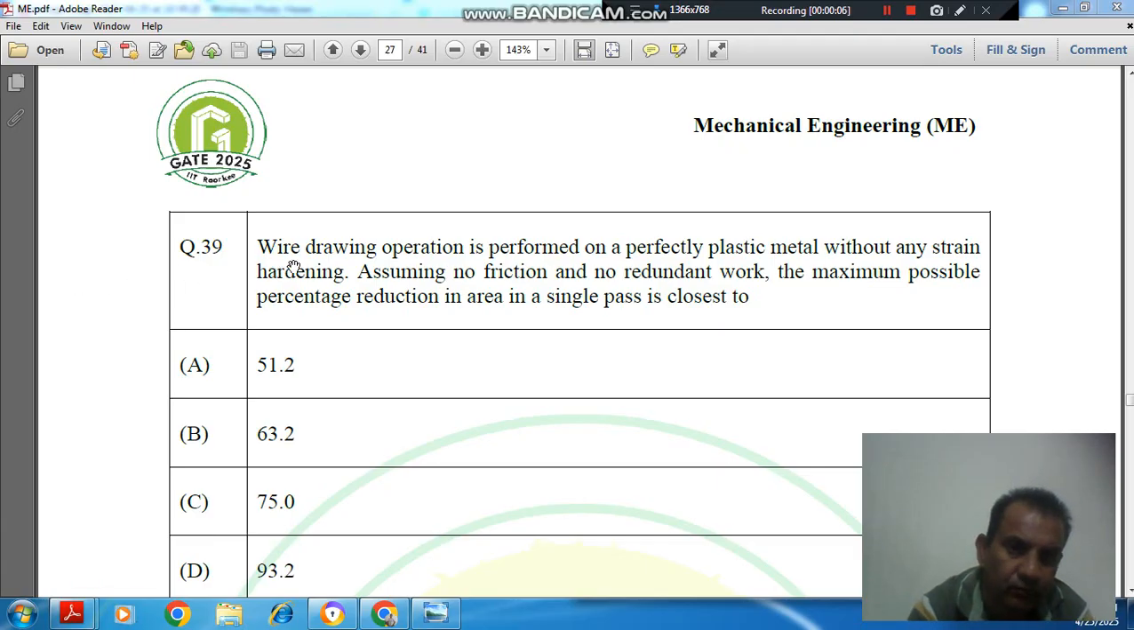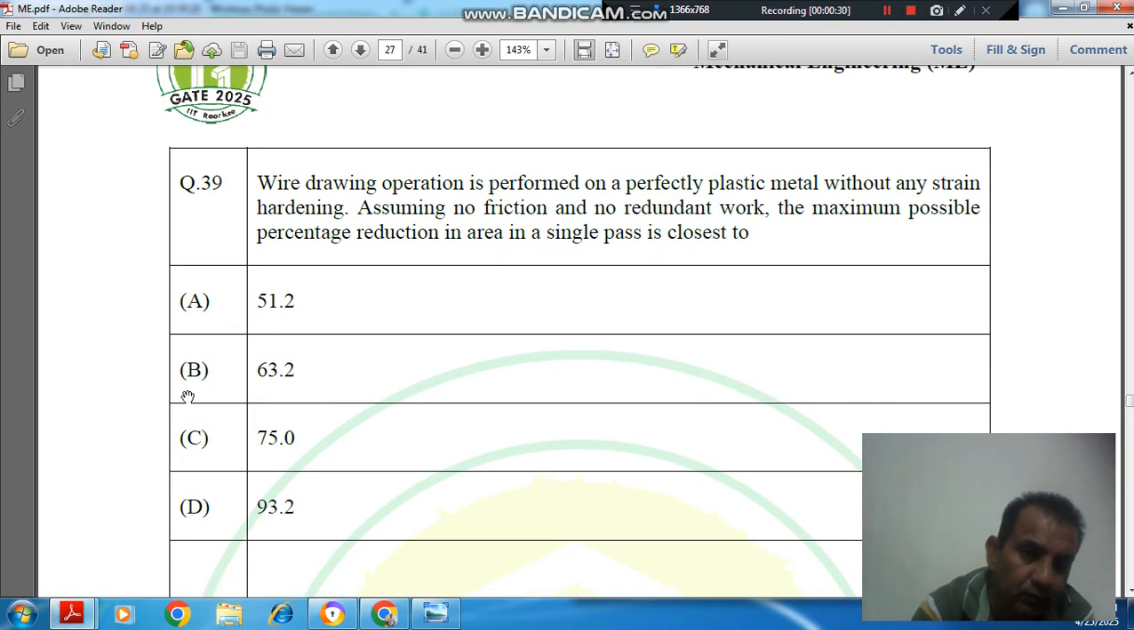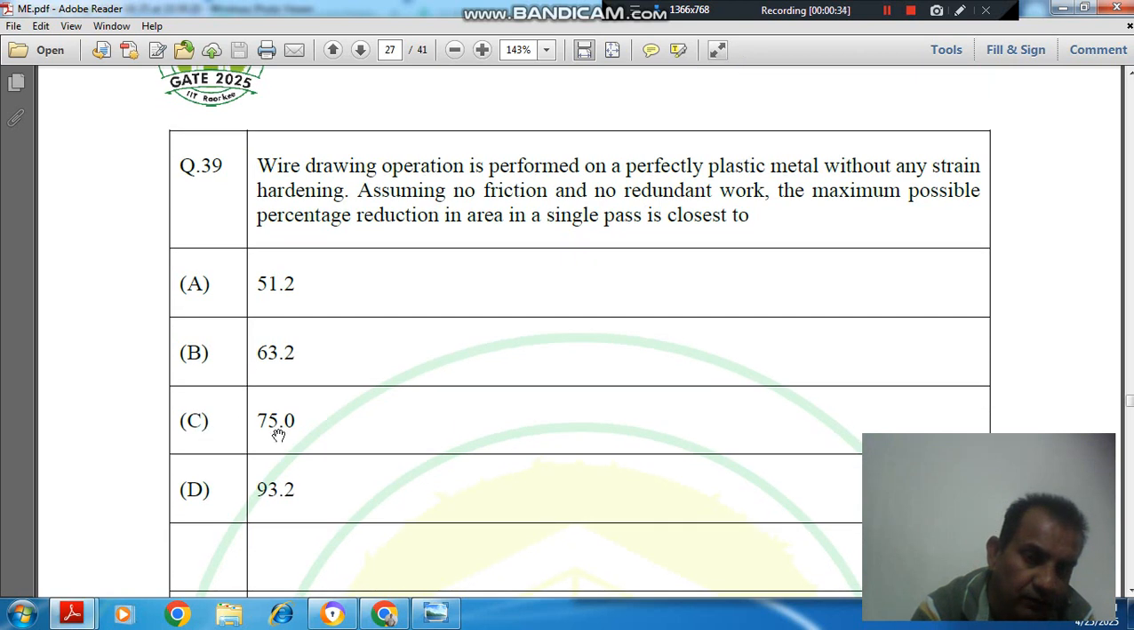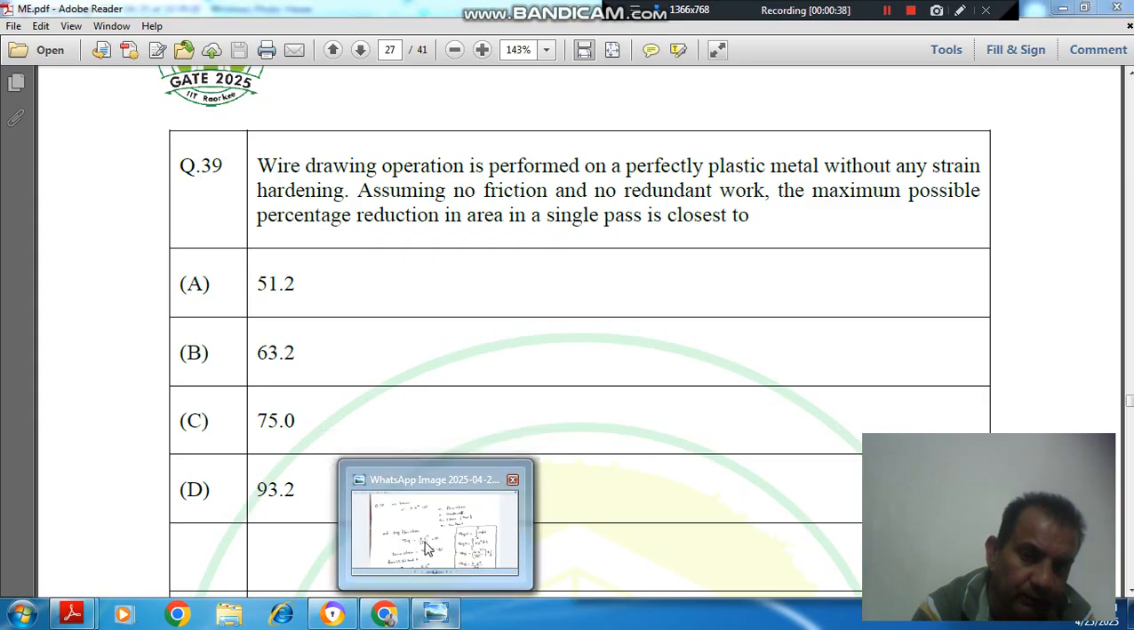Question number 39: wire drawing operation is performed on a perfectly plastic metal without any strain hardening. Assuming no friction and no redundant work, the maximum possible percentage reduction in area in a single pass is closest to: option A, 51.2; option B, 63.2; option C, 75.0; and option D, 93.2.